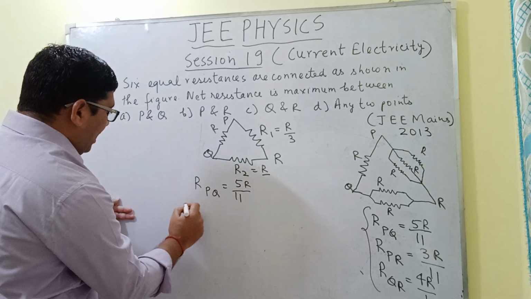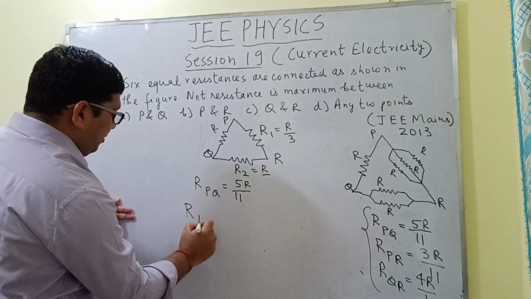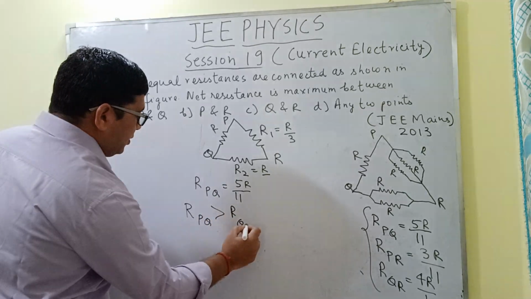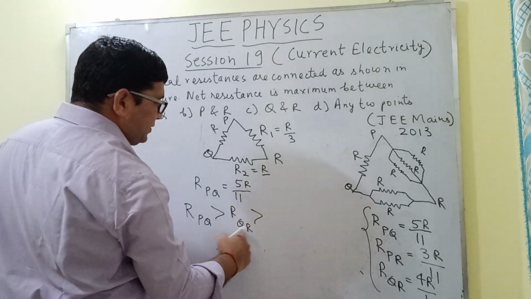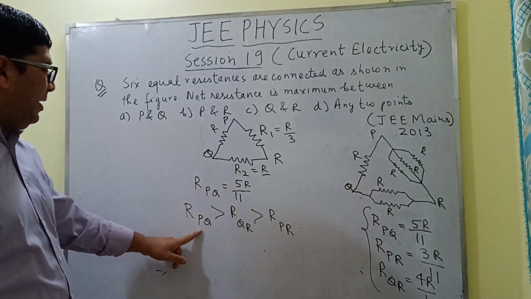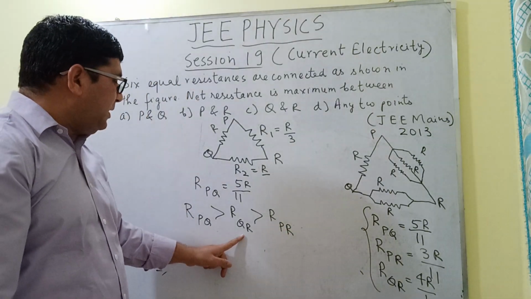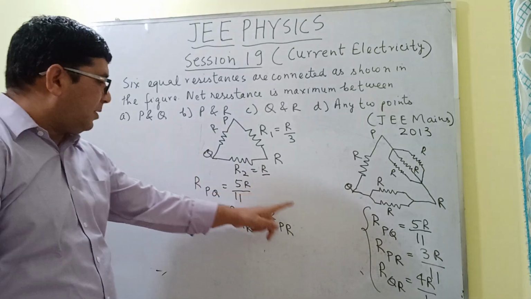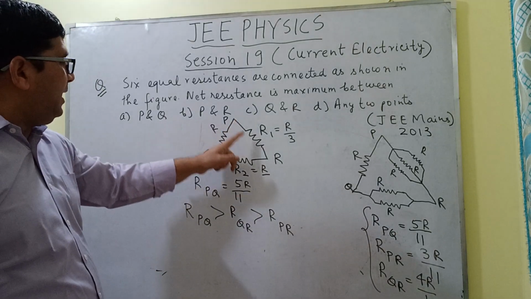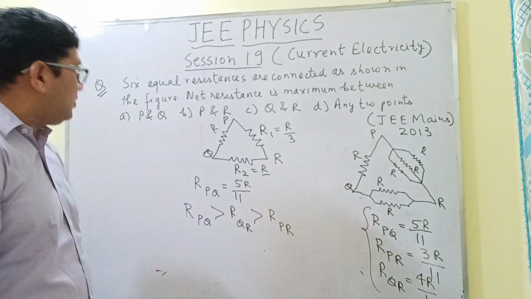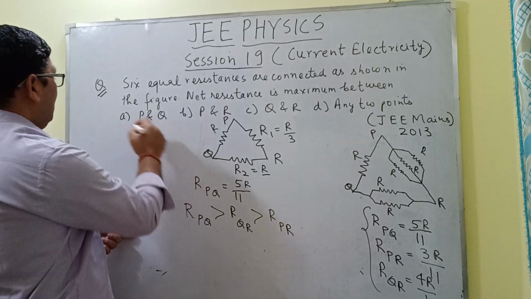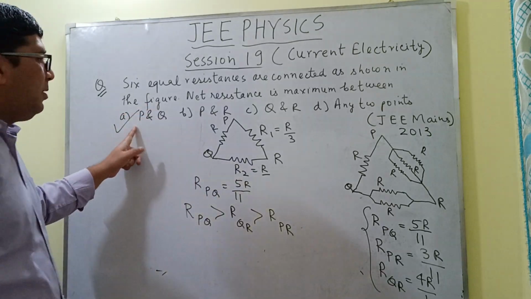So RPQ is greater than RQR, and this is greater than RPR. The value of RPQ is 5R divided by 11. The net resistance between the points Q and R is 4R by 11, and the net resistance between the points P and R is 3R by 11. So the net resistance is maximum between the points P and Q. So our correct option is A.